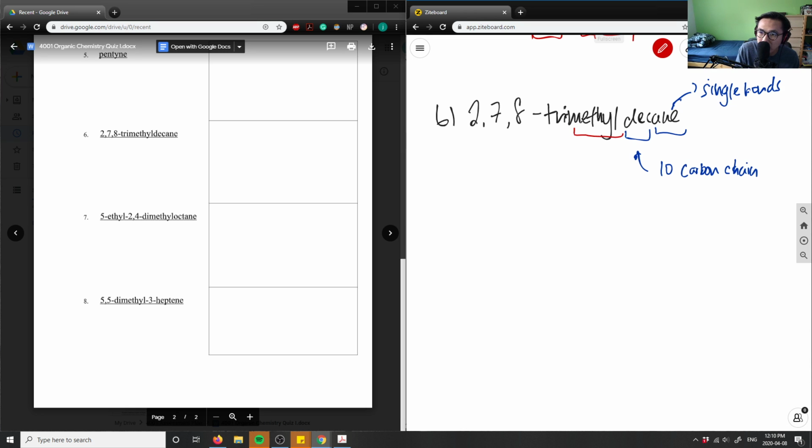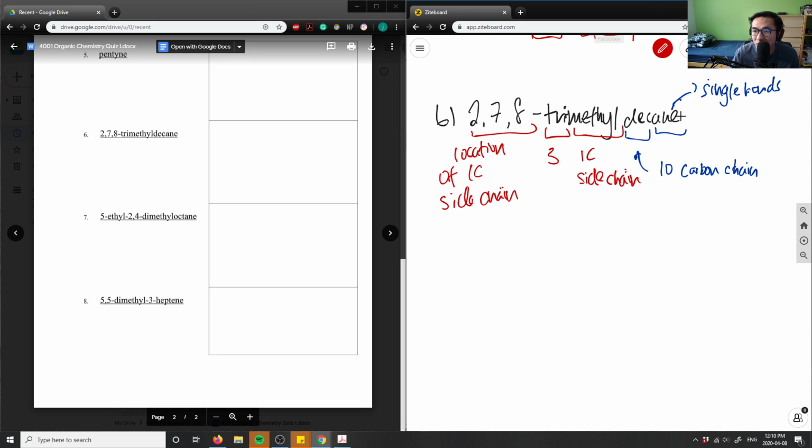So methyl groups means I have a one carbon side group, so one carbon side chain. And then this tri means I have 3 of these, right? I have three 1 carbon side chains, and this is the location of side chains. So 2, 7, 8 is the location of the 1 carbon side chains.